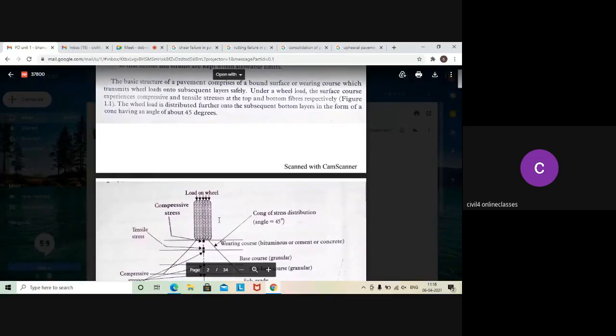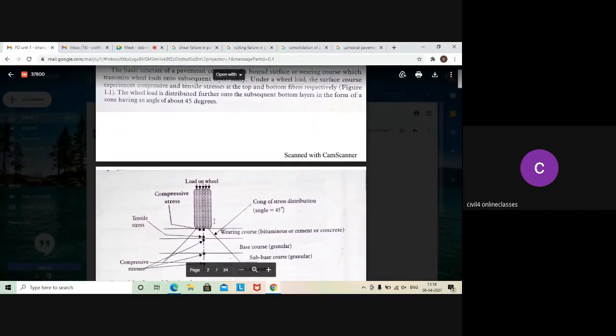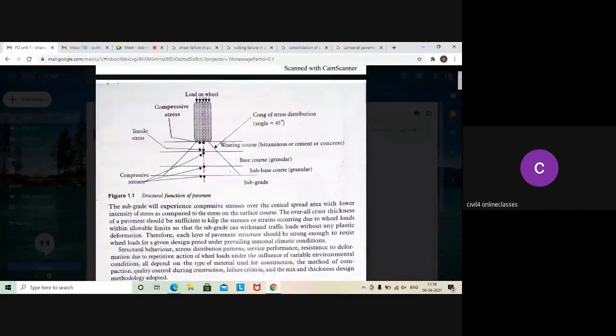Under a wheel load, the surface course experiences different types of stresses. There may be compressive stresses at the top and tensile stresses at the bottom, which you need to observe here. And it is distributed further onto the bottom layers in the form of a cone having an angle of 45 degrees. So these points you need to remember.